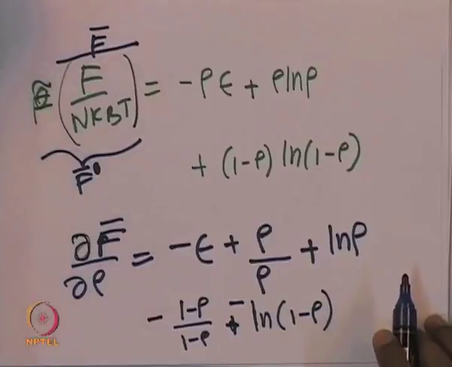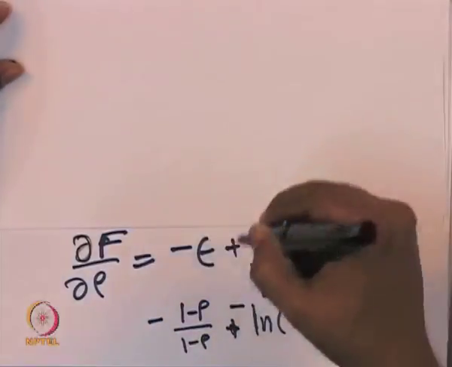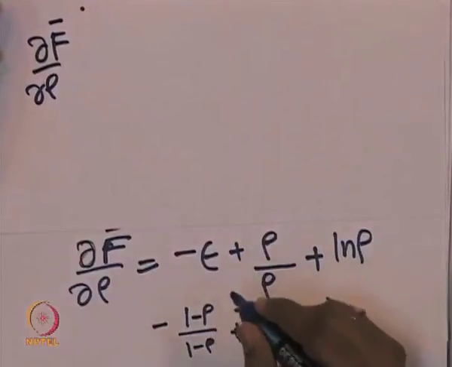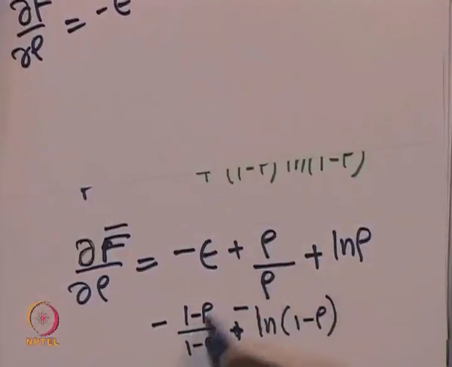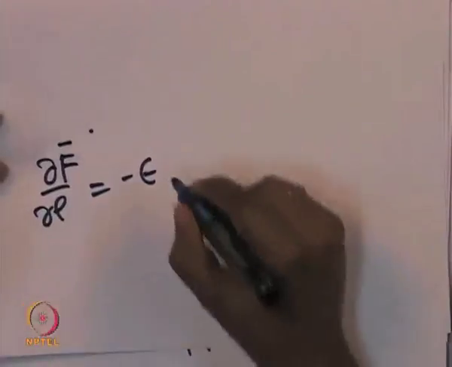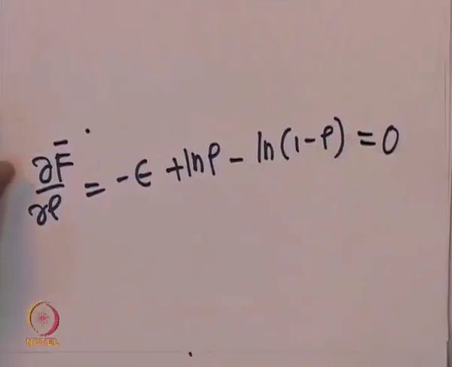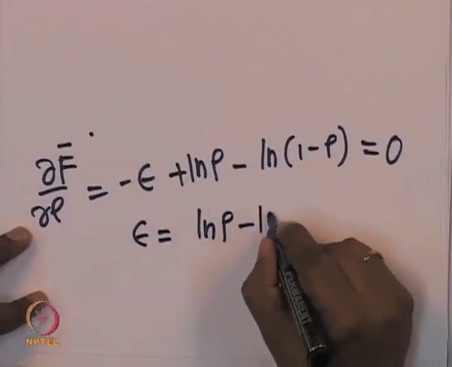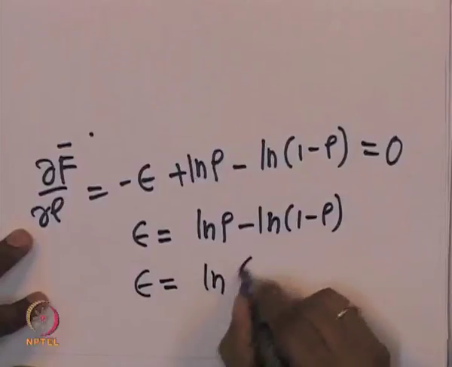So, if you calculate this, what you will get is del f bar by del rho equal to minus epsilon, and rho by rho is 1, and 1 minus rho by 1 minus rho is also 1, with an opposite sign. This and this cancel, 1 minus 1 becomes 0. So, you have plus log rho minus log 1 minus rho, and this has to be 0. This means that epsilon is equal to log rho minus log 1 minus rho, which means epsilon is equal to log of rho by 1 minus rho.